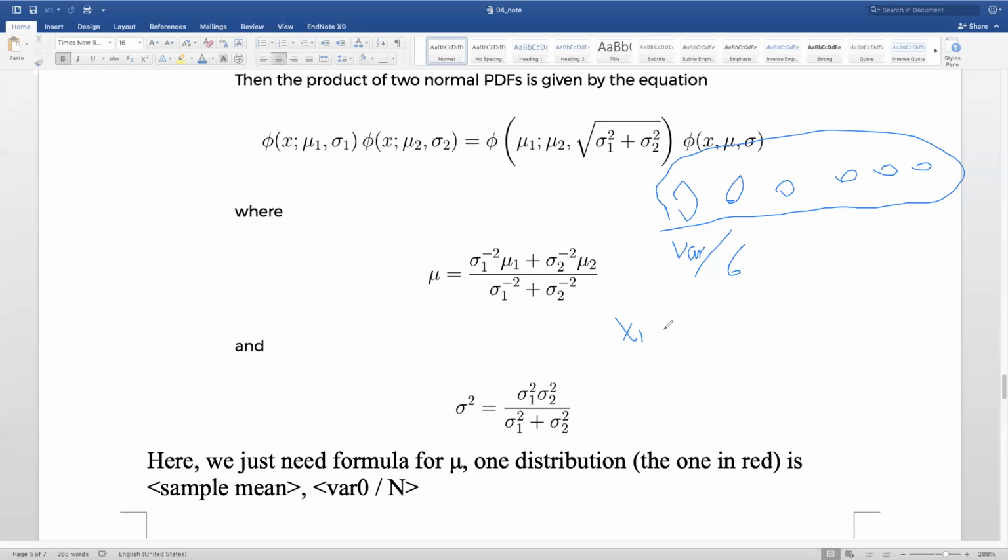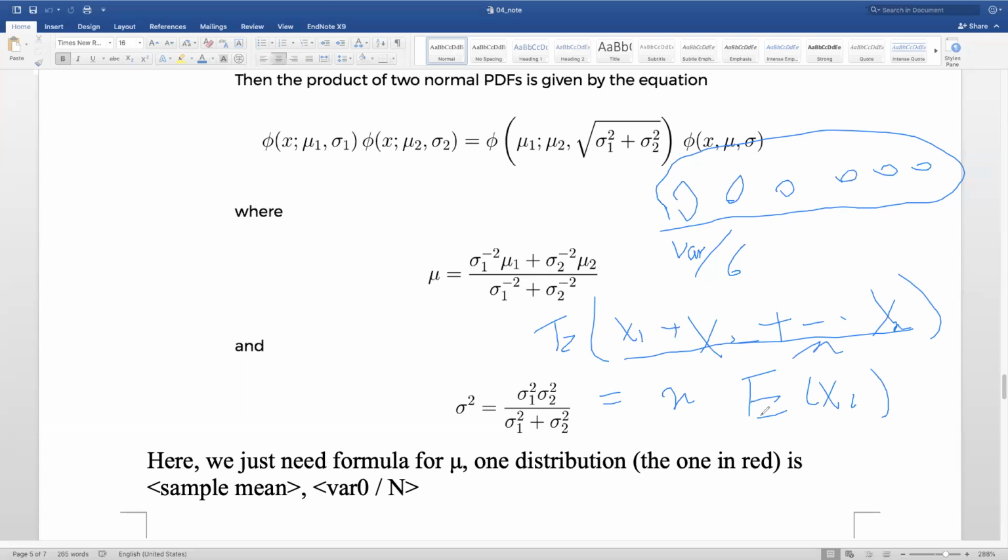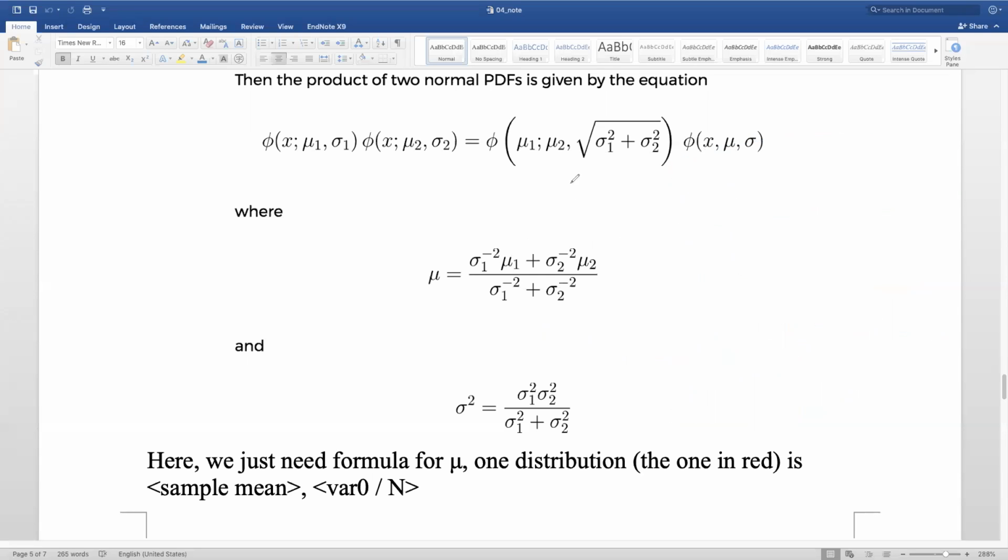The derivation is also very simple. Say you have a random variable x1 plus x2 plus and so on up to xn. If you take the expectation of them, there is linearity of expectation, so basically what you have is n times each xi. Now if you take the average, you also divide by n. You can see that the summation and average is an unbiased estimator of the original distribution.